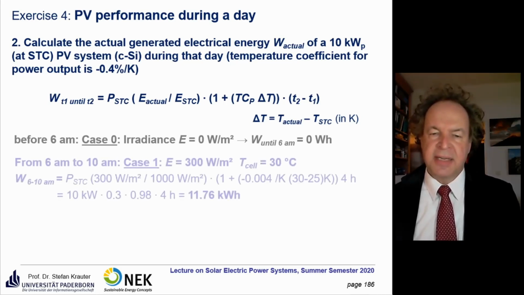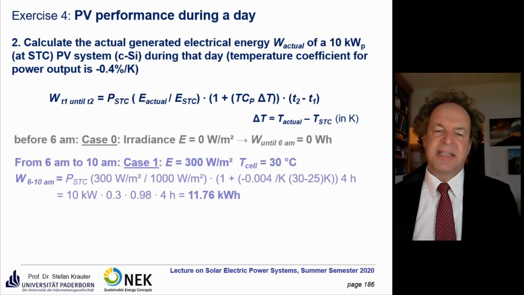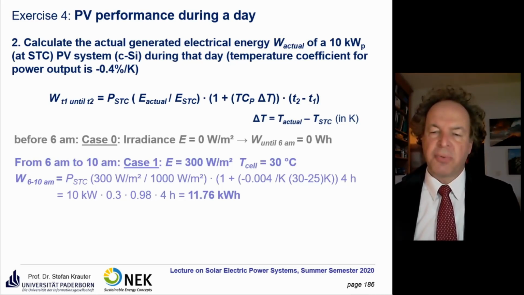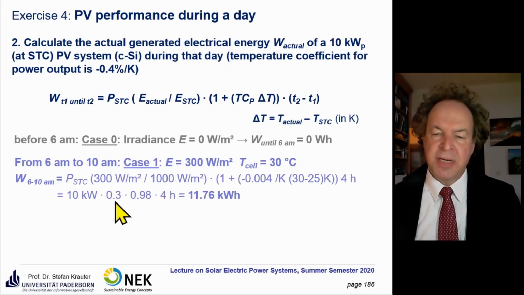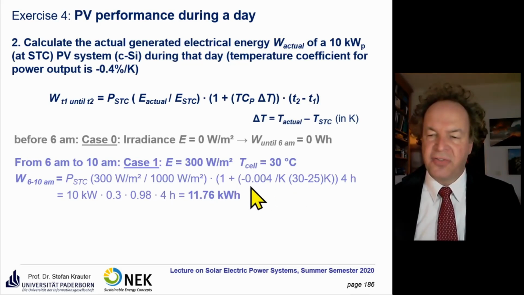Then the next case, case 1, is from 6 a.m. to 10 a.m. There we have a constant irradiance of 300 watt per square meter and an operating cell temperature of 30 degrees. So during this period, we have the following generation. We have 10 kilowatt. Then the adjusted irradiance is 300 watt per square meter divided by 1000 watt per square meter. That's 0.3. And the effect of the temperature.